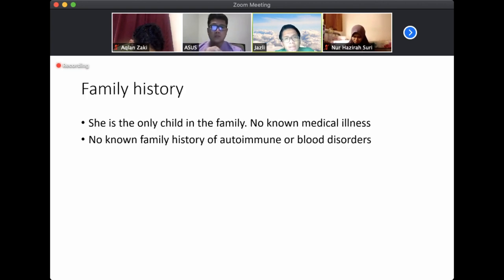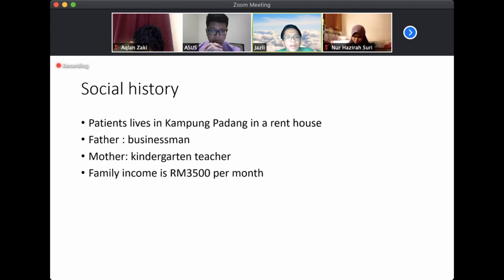She is the only child in the family with no medical illness. There is no family history of autoimmune disease or blood disorder. The patient lives in Kampung Padang in a rented house, whereby the father is a businessman and the mother is a kindergarten teacher. The family income is about 3,500 per month.